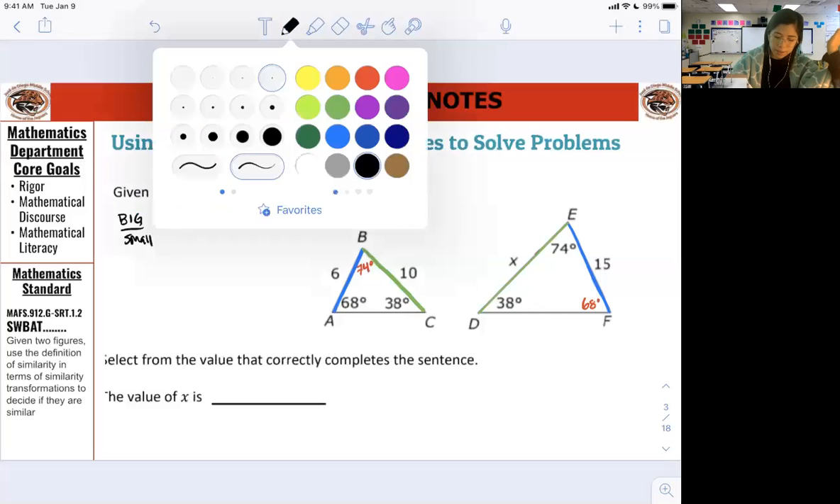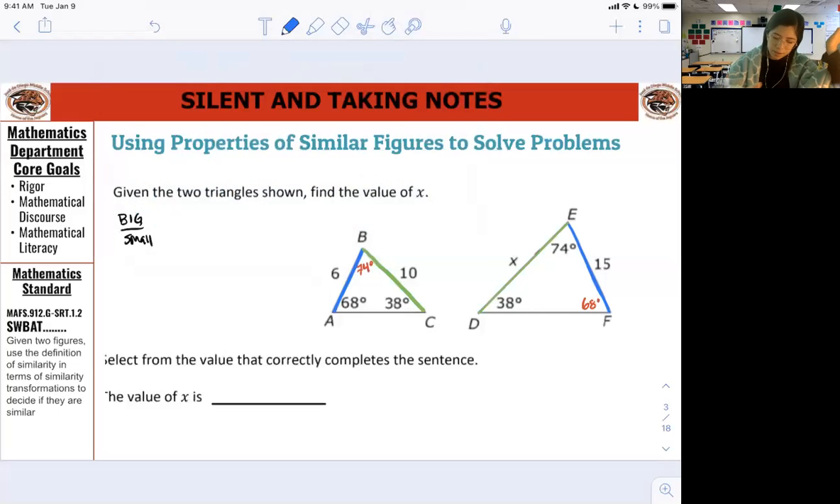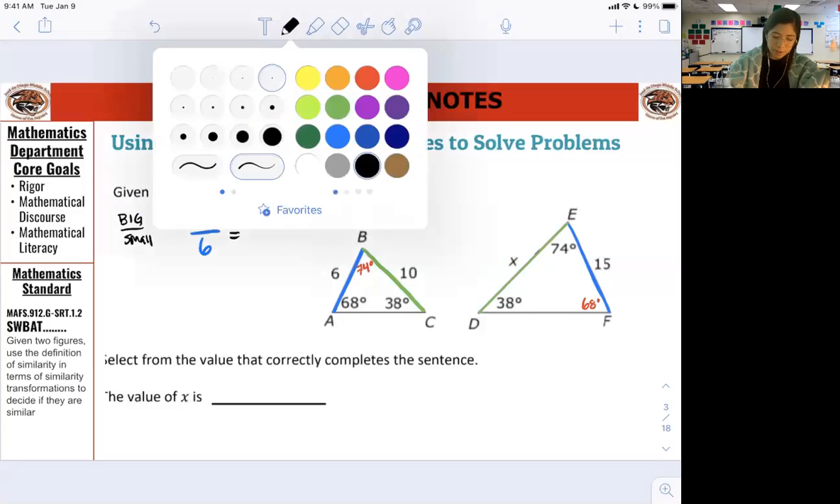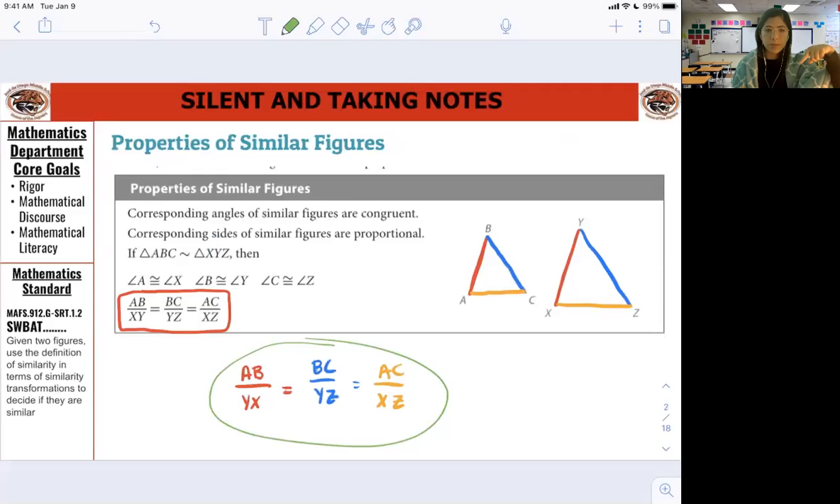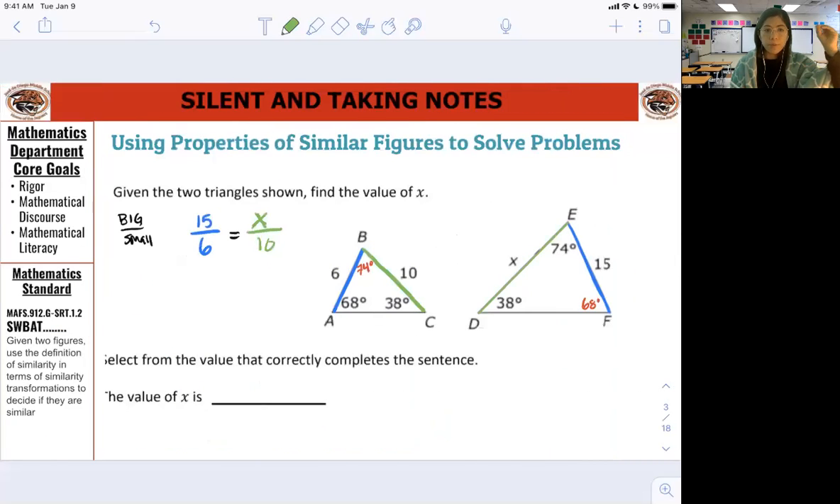So what does that mean? I'm going to go ahead and look at my blue sides. So big over small, that's going to be 15 over 6. And I know that that's going to be equal to, again, I have to do big over small, so x over 10. Okay, so there's my little proportion. Always set them equal to each other because we already know that it's going to be equal. So 15 over 6 equals x over 10.